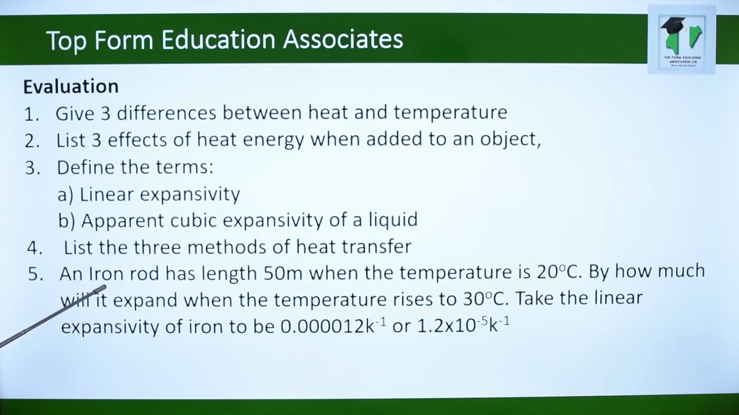Number 5, an iron rod has length 50 meters when the temperature is 20 degrees Celsius. By how much will it expand when the temperature rises to 30 degrees Celsius? Take the linear expansivity of iron to be 0.000012 per Kelvin, or 1.2 times 10 to the minus 5 per Kelvin. This is the same as this.